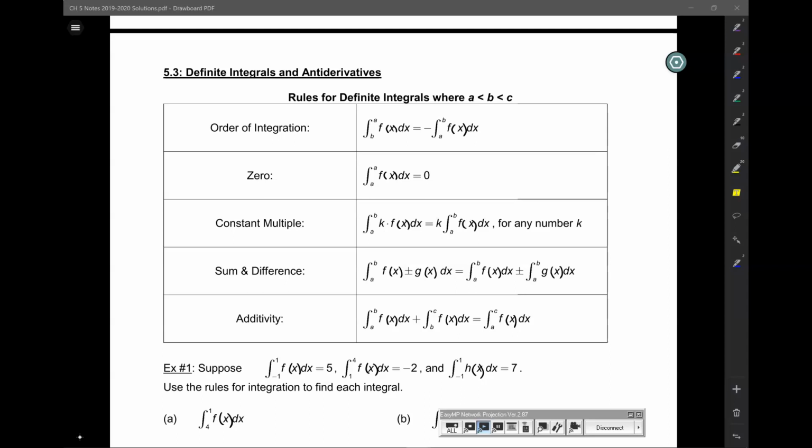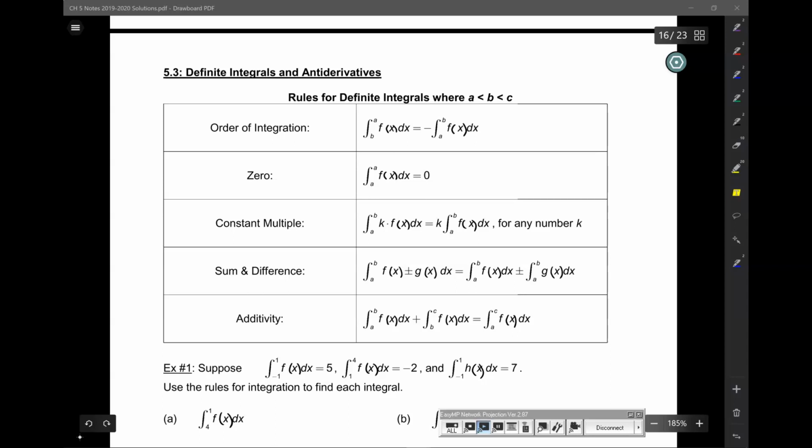Remember how when we started talking about derivatives, first it was the definition of the derivative, so it was the limit as h approaches 0 of f of x plus h minus f of x over h, right? And then we learned the rules for derivatives, like the power rule, bring down the power, and so on. Same thing here. First we started talking about integrals by finding areas. Now we're going to talk about some rules for integration.